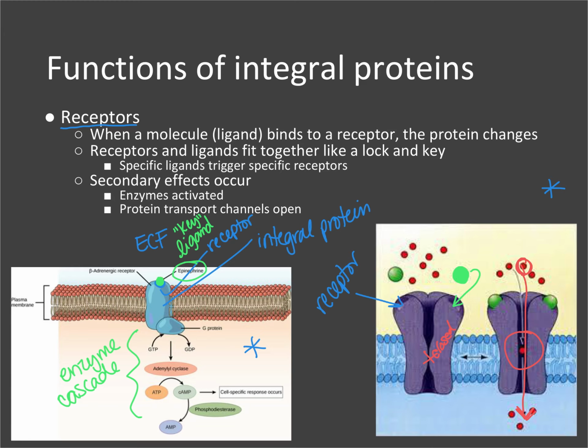The ligand in this case might be something like a neurotransmitter, or it might be a hormone. And the thing crossing the cell membrane might be something like sodium. So it might be an ion. Maybe it's potassium, maybe it's calcium. There are different options for what could be crossing the cell membrane.